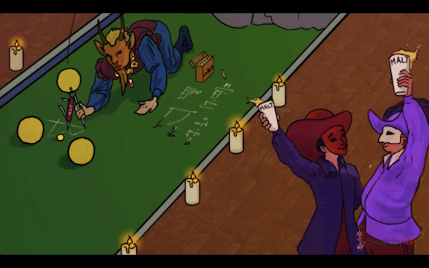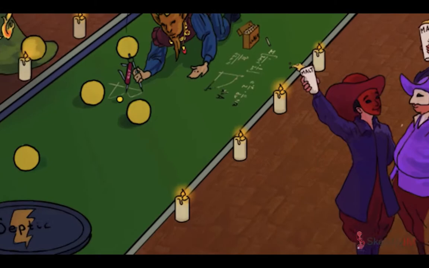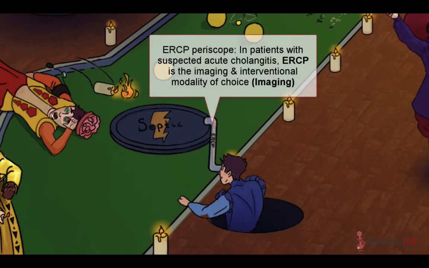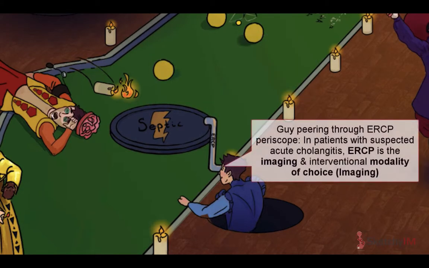Your history, physical exam, and a few routine labs should all but cinch the diagnosis of acute cholangitis. When you do suspect acute cholangitis, your next step should be to get some imaging. So, up periscope. The ERCP periscope, that is. ERCP is the imaging and interventional modality of choice for acute cholangitis. ERCP serves two functions. First, like this guy looking through the periscope, ERCP provides direct visualization of the biliary tree, which allows you to diagnose an obstruction.